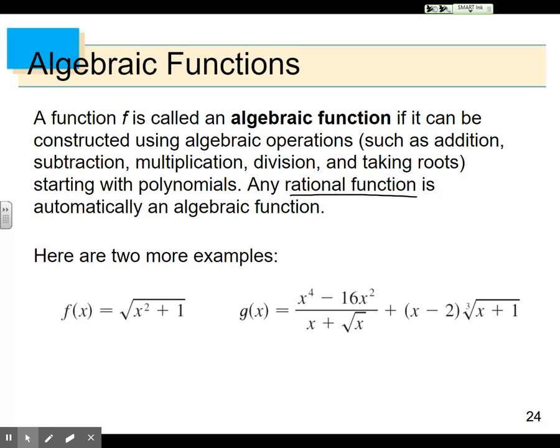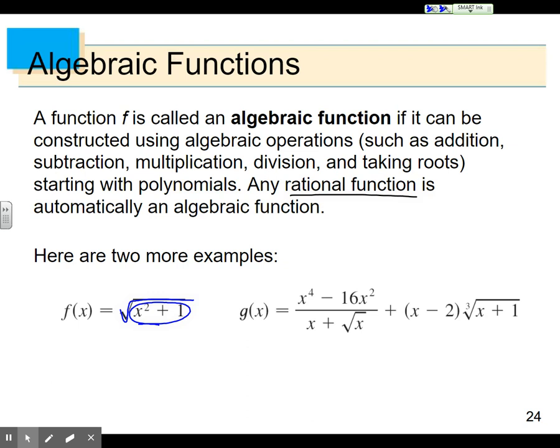But here are some examples. As you can see, on this one we have a quadratic function that's underneath a root function. I'm taking 2 of them. I did a composition of them. I'm taking 2 of them, combining them. That's going to be an algebraic function.